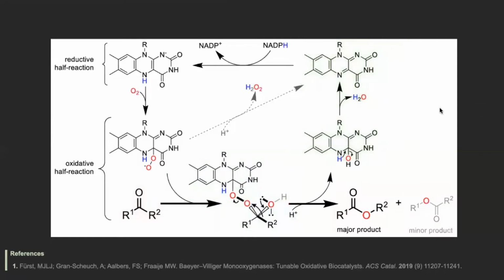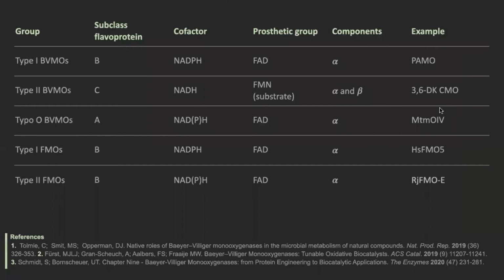So Baeyer-Villiger monooxygenases are actually a very diverse group of enzymes. Many have been discovered. And the main prominent group is the type 1 Baeyer-Villiger monooxygenases, which belong to class B of the flavoproteins. They use an NADPH cofactor, and they use FAD in the reaction.